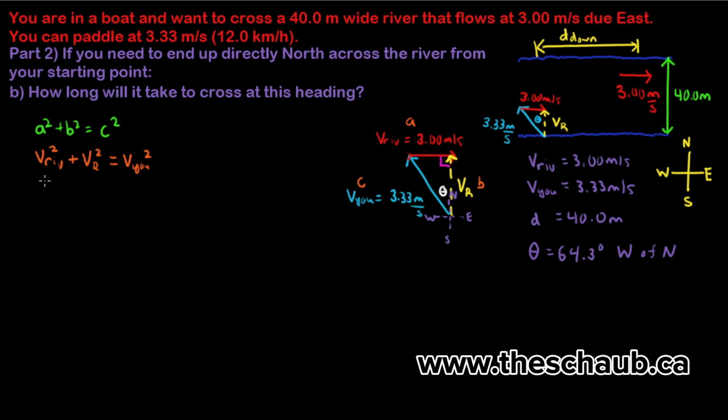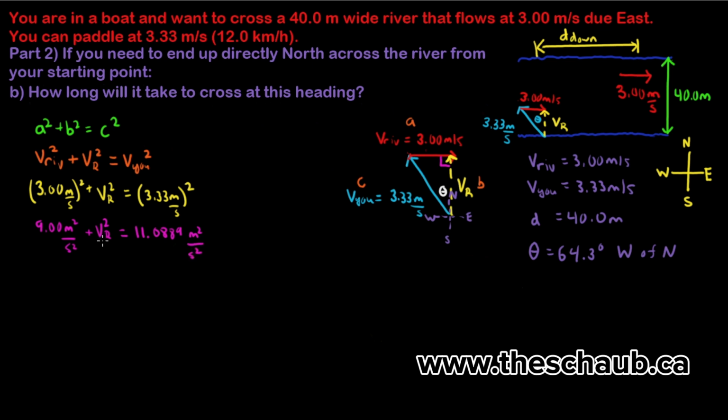Substituting numbers, the velocity of the river is 3.00 meters per second squared plus VR squared, the variable we're looking for, and this is equal to your velocity, which is 3.33 meters per second squared. 3 squared is 9.00 meters squared per second squared, plus VR squared is equal to 3.33 squared, which is 11.0889 meters squared per second squared.